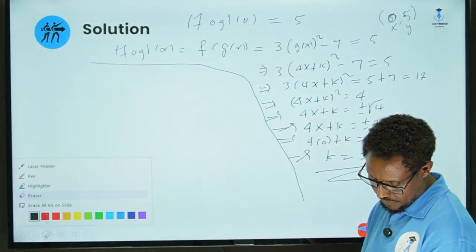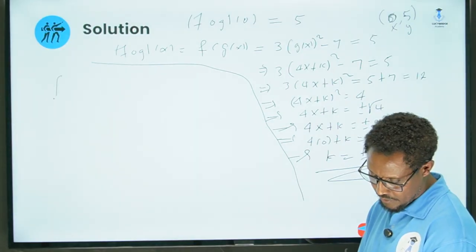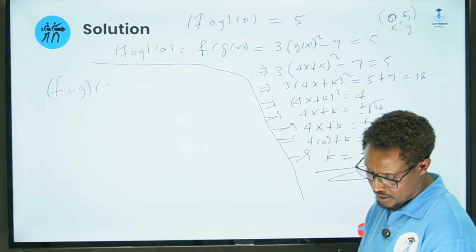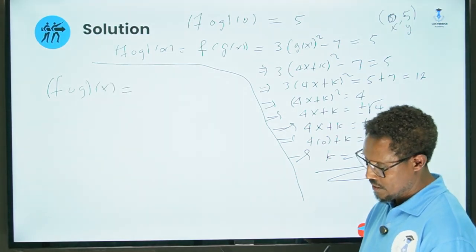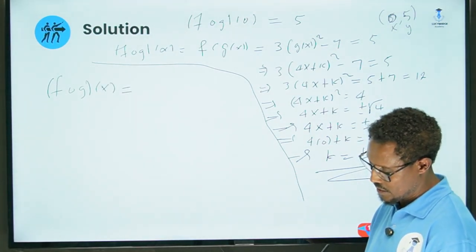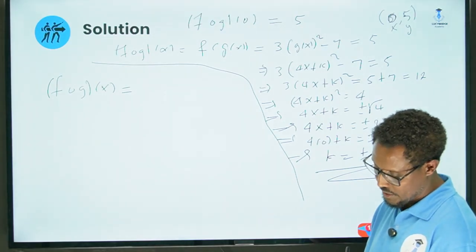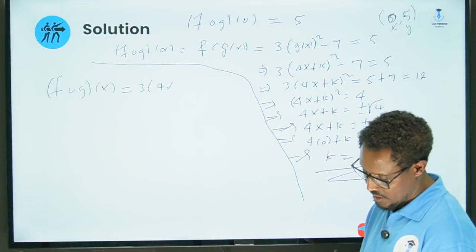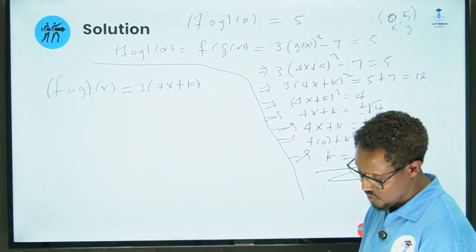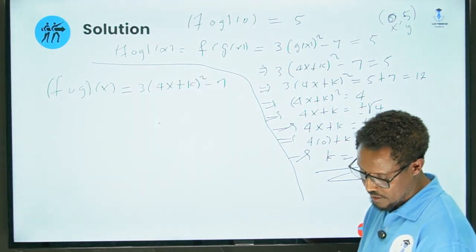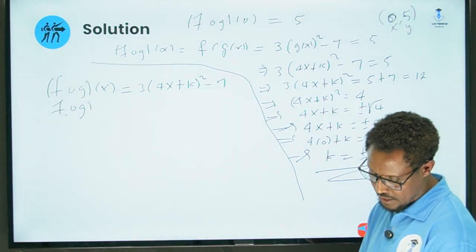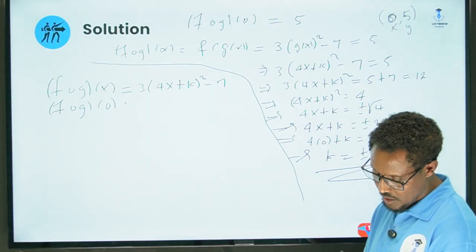f circle g of x. f circle g at what? At x means 3 times (4x plus k) the whole square minus 7. Now f circle g at 0 is equal to 5.